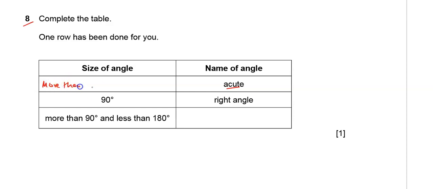More than 0 degrees, less than 90 degrees. So an angle that is more than 90 and less than 180 is called an obtuse angle.